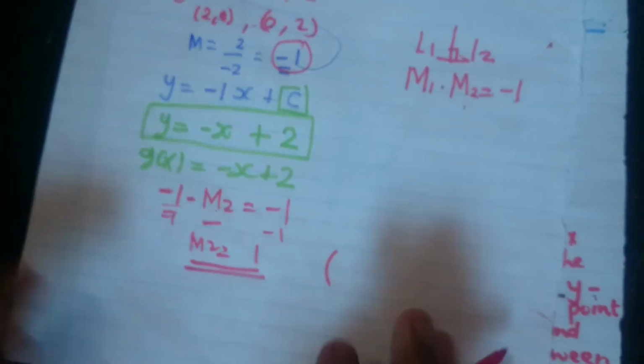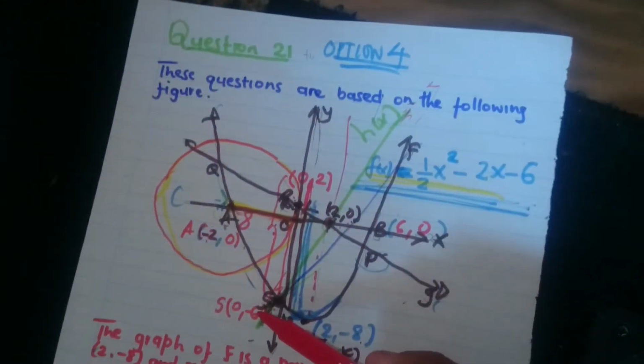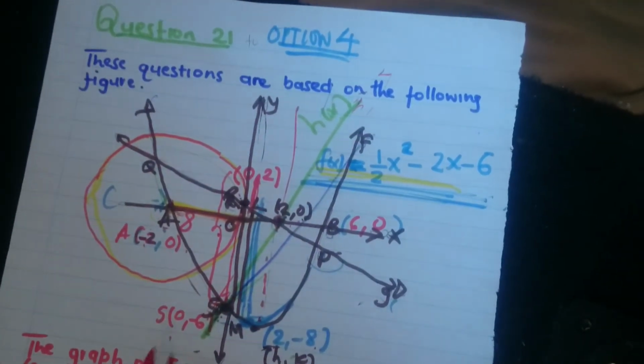And also they told us this line here is going to come and pass through the S. So we have a coordinate of S. Coordinate of S equal to 0 and negative 6. So it's okay, 0 and negative 6. So I can get this equation.